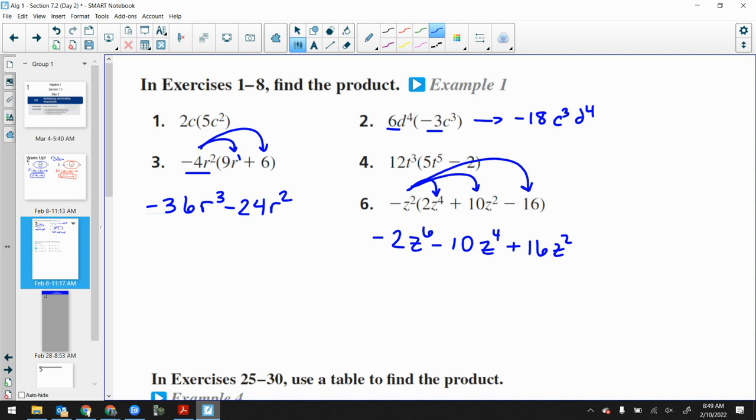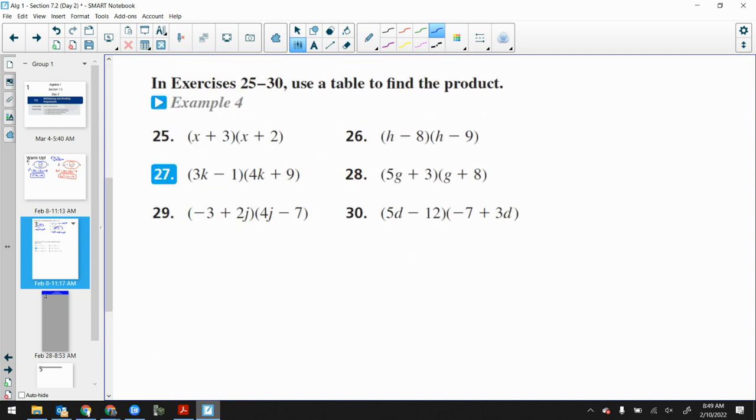All right, let's go over at least one from 25 to 30. At least one. Yeah, Brianna? Number 28. Okay, let's take 28.